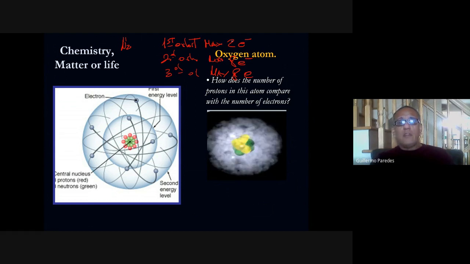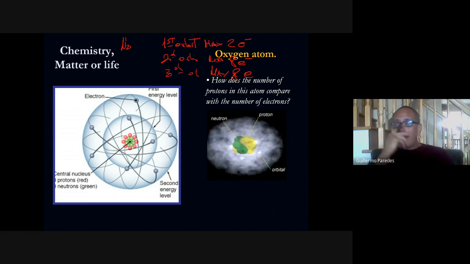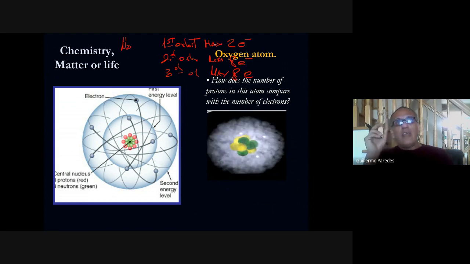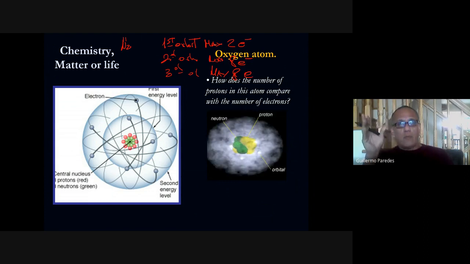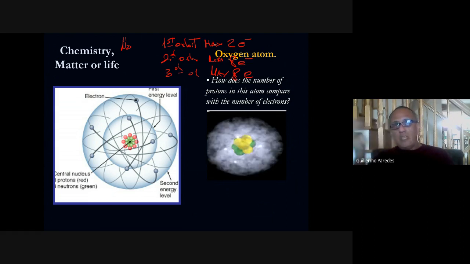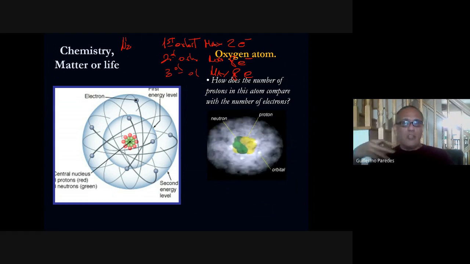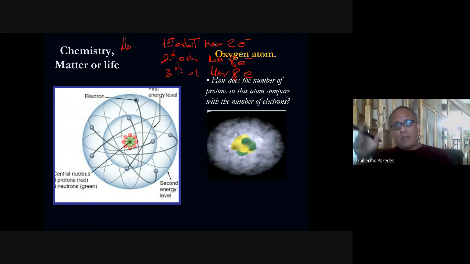All right, so what does it mean? If the first orbit contains 2 electrons, that orbit is energetically stable. What does that mean? They don't need more energy or less energy. They are very happy with the amount of energy that the electron is giving.